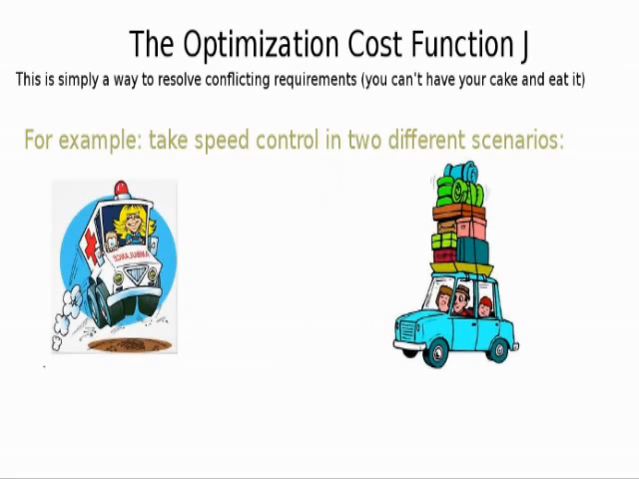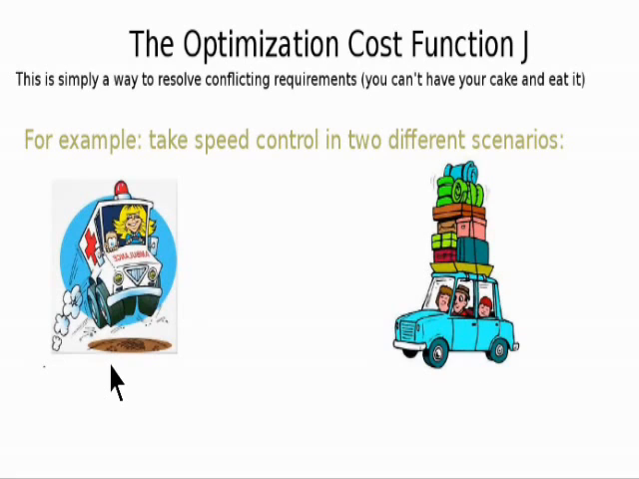Now consider the example of speed control in two different scenarios to explain the concept of the optimization cost function J. The left-hand side, we have an ambulance with an injured person wanting to get to the hospital as soon as possible. The right-hand side, you have a family going on holiday, having misjudged the distance to the next fuel station. They run the risk to run out of fuel.